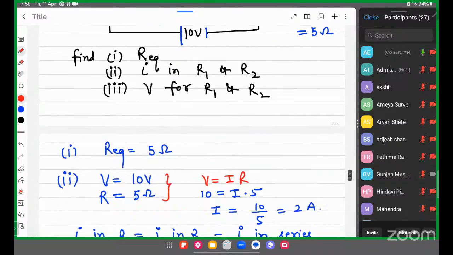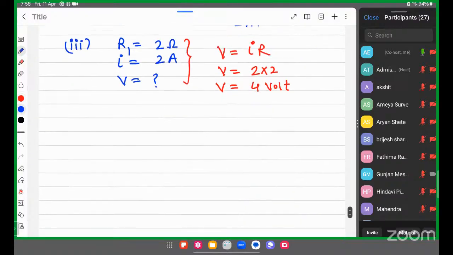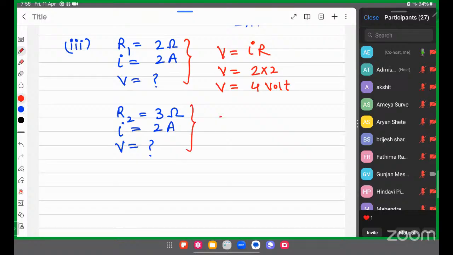Or you can also look at it, the value of R2 is 3 ohm, current in R2 is 2 ampere. We have to find out V again using the relation V equals IR. We can say that 3 into 2, this will again be 6 volt.